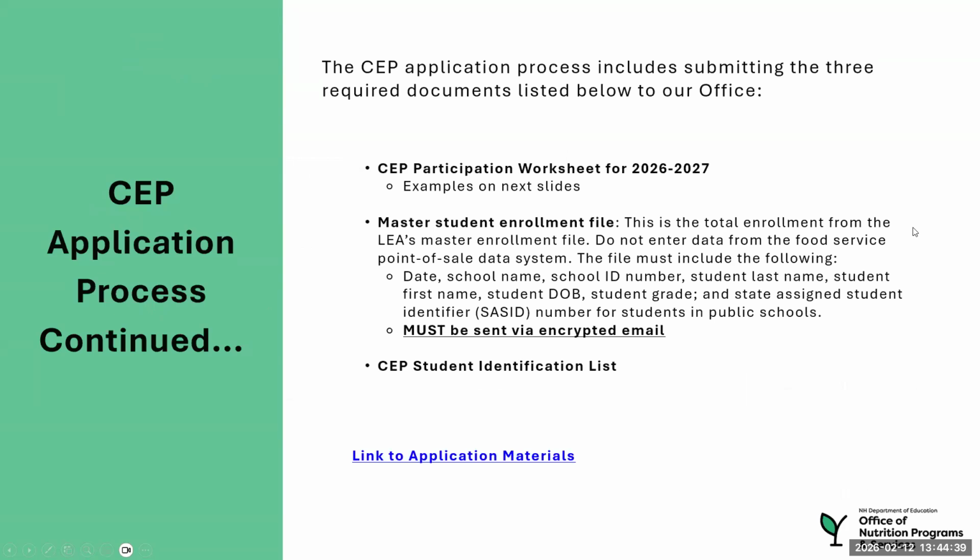The application process includes submitting 3 required documents that are listed on this slide. First, the CEP participation worksheet, and I'll have examples of these on the next couple of slides. Second, a master student enrollment file you'll have to send to our office, and anything with student data has to be sent via an encrypted email. So always reach out to our office first. We can send you an encrypted email link, and then you can respond back to that to protect that data. And then you also need to submit a CEP student identification list.